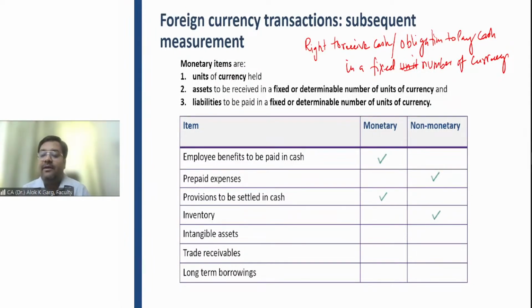Advance from customer, is it a monetary asset or non-monetary asset? Advance from customer, monetary item or non-monetary item?